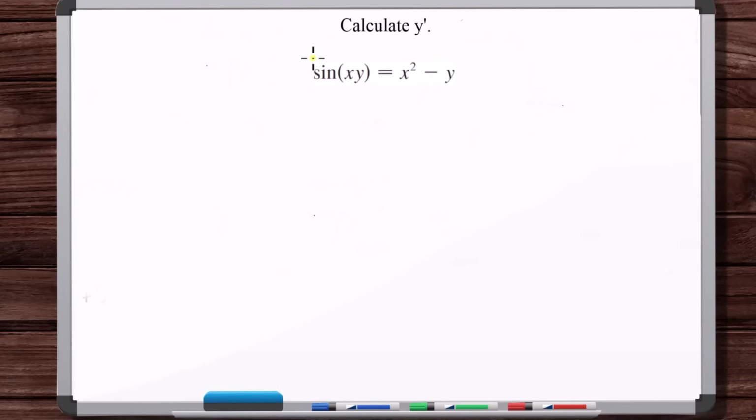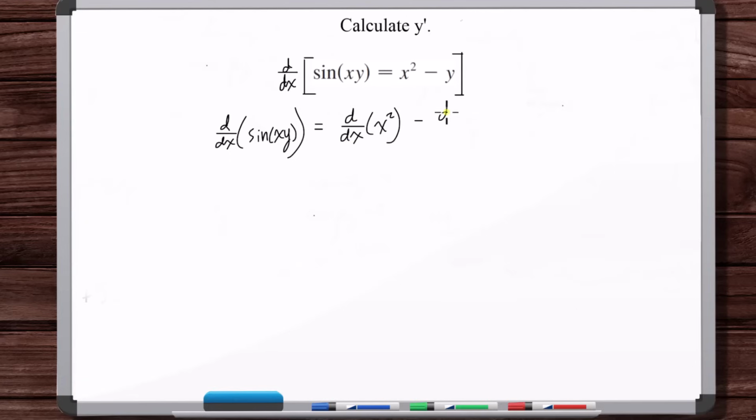Okay, so y is implicit here. Let's use implicit differentiation to find y prime. Take the derivative with respect to x of the entire function. So we've got, okay, derivative with respect to x of sine xy. What is the derivative of sine of something? It's cosine of that something times the derivative of that something.